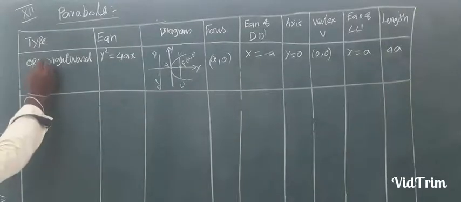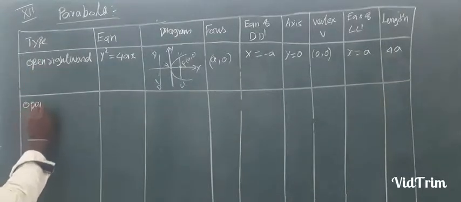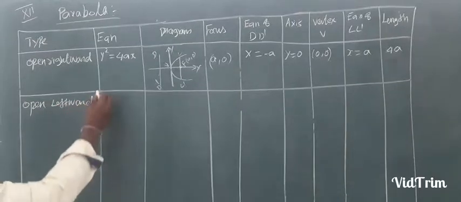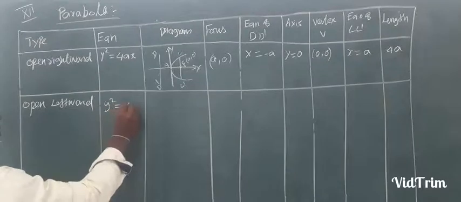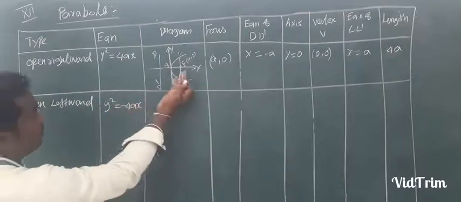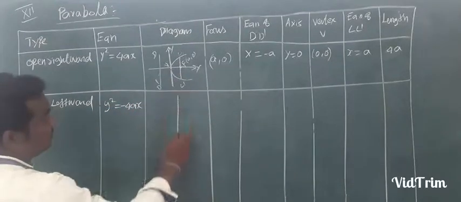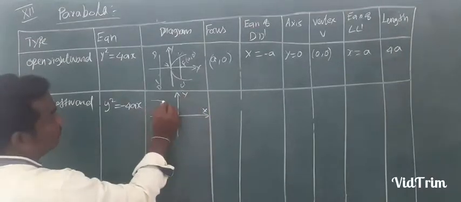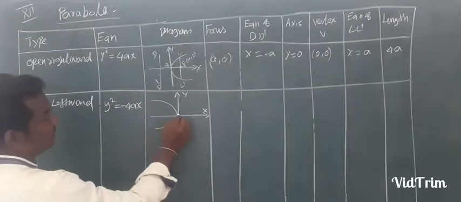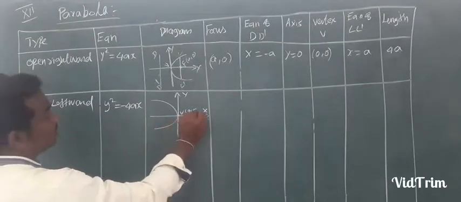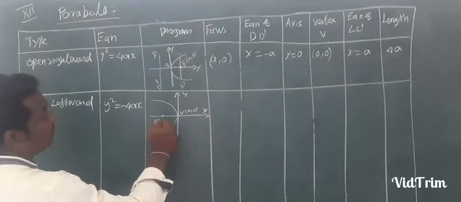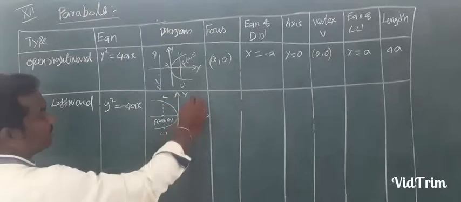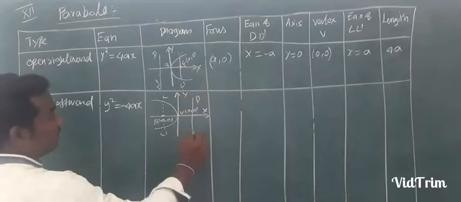Second one, open left. The equation is y squared equals minus 4ax. So the picture is directly opposite from the previous. This is x, this is y. We have to draw it like that. The vertex is touching the origin, and this is F, that is (minus a, 0). That is the latus rectum L dash, and that is the fixed line D dash.